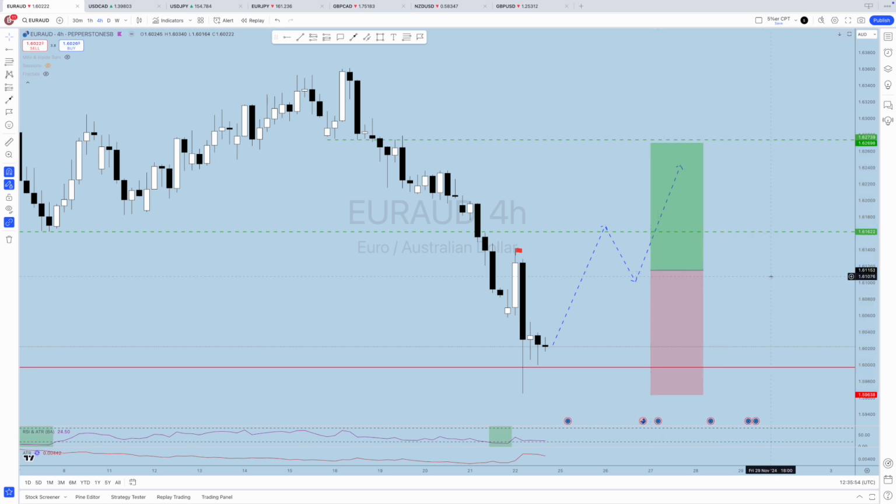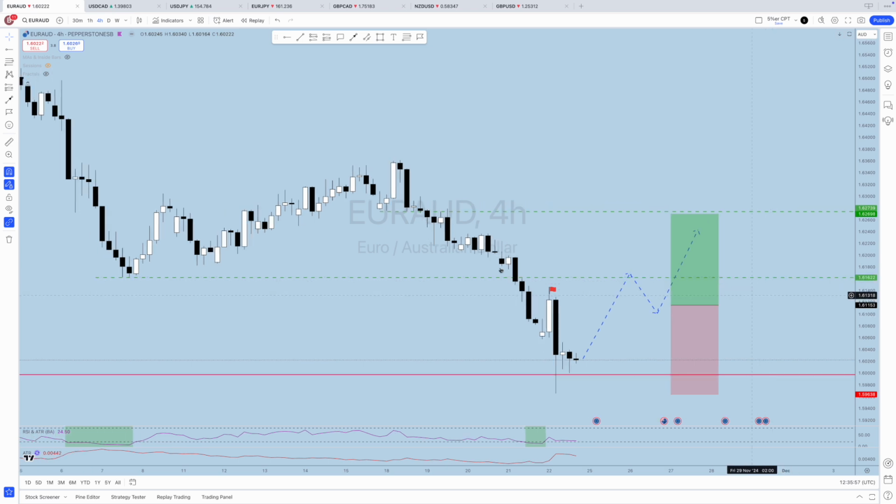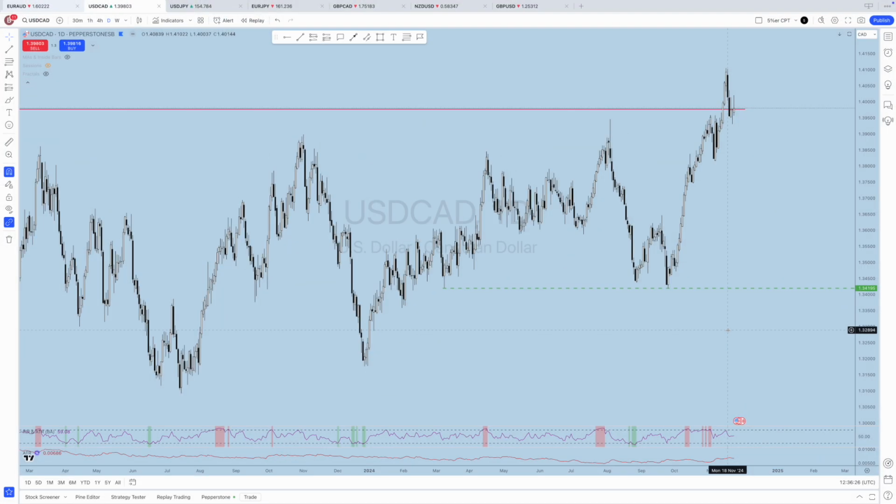That's the potential trade on Euro Aussie. Just to be mindful that it is a little bit riskier because there's not much space to move until the first level of resistance. Next one is USD versus Canadian dollar.